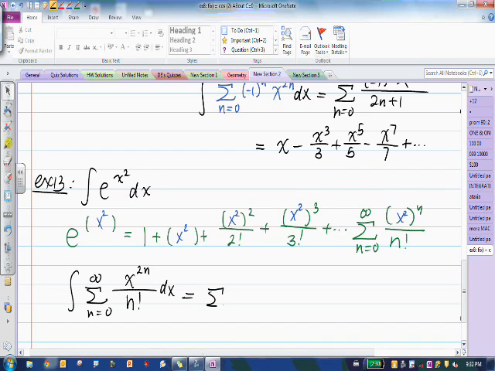So this works out to be sigma n equals 0 to infinity x to the 2n plus 1 all over 2n plus 1 times n factorial plus c, but we tend to leave that out for practical purposes. And you can check that as you write out the series, it would be the same as if we took the series above and integrated term by term.